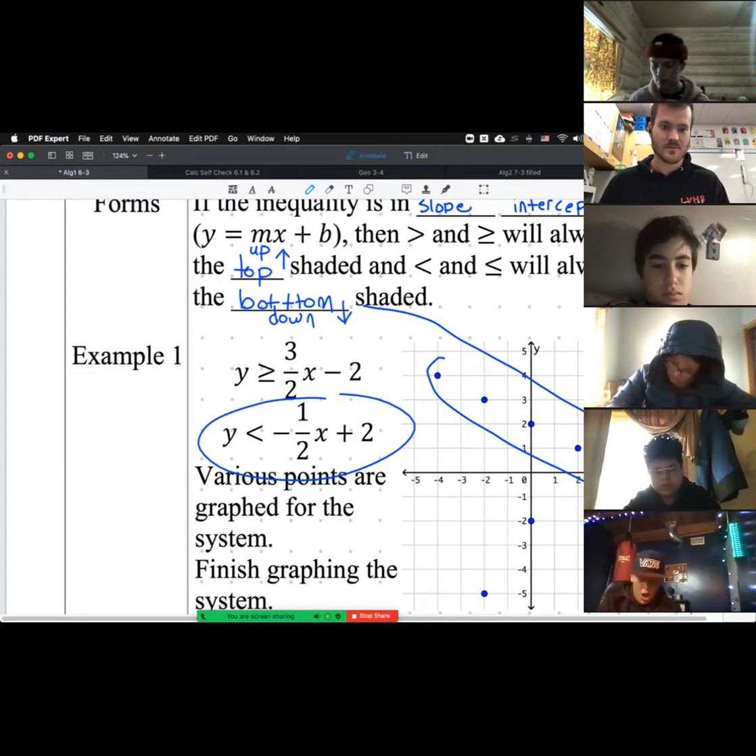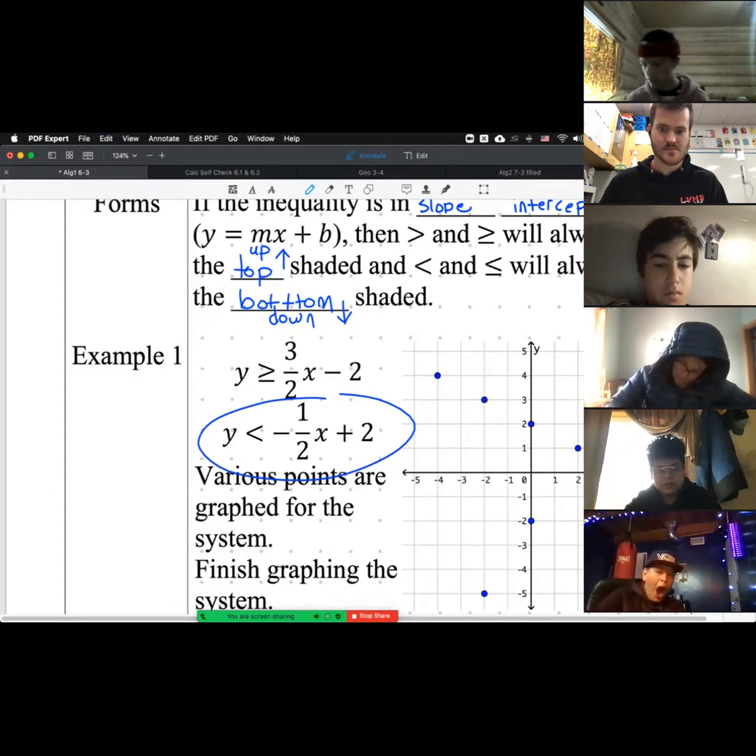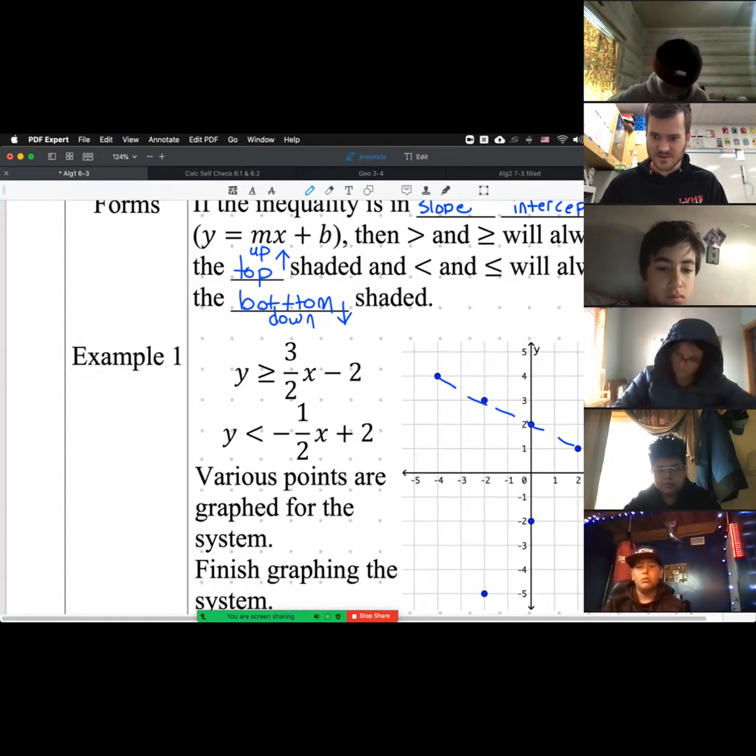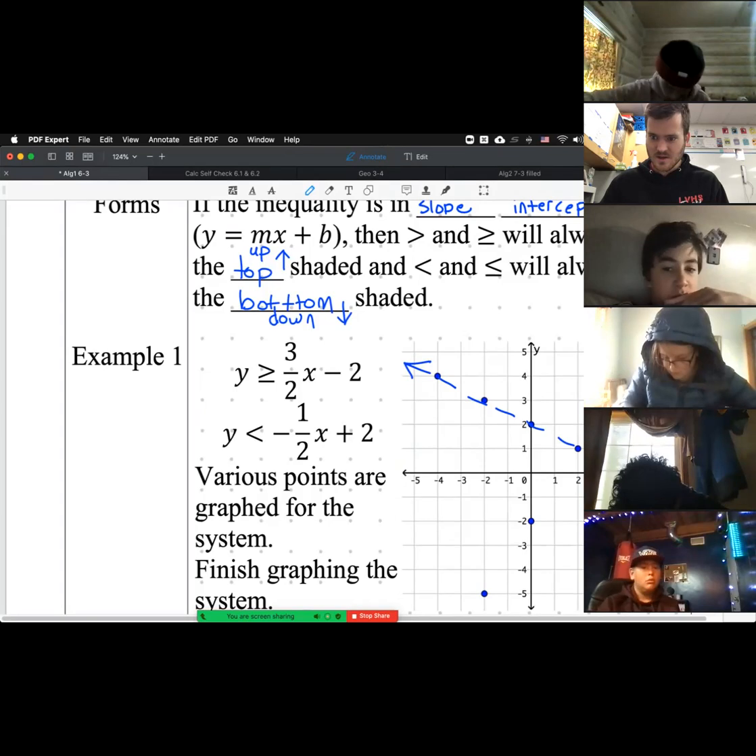It's dotted. Why? Because it's not going to be greater than or equal to, or less than or equal to. It's just going to be less than. Exactly. There's no equal to, so it has to be dashed. All right, so we can make that on our notes.